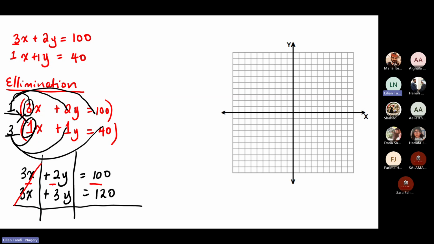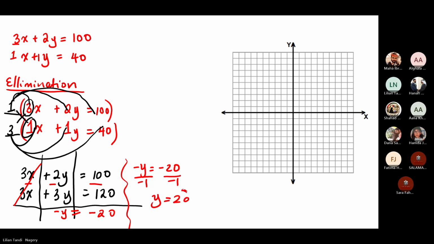Positive 2y minus 3y will give me negative y. 100 minus 120 will give me negative 20. To get y, I will divide both sides by negative 1. Y should be 20. If I find y, lazim I find x.